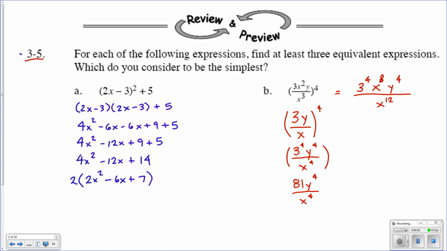So this is problem 3-5, looking for equivalent expressions. Remember, equivalent expressions, you're not changing it to the point where you're changing its value. You're just changing or altering what it looks like there.